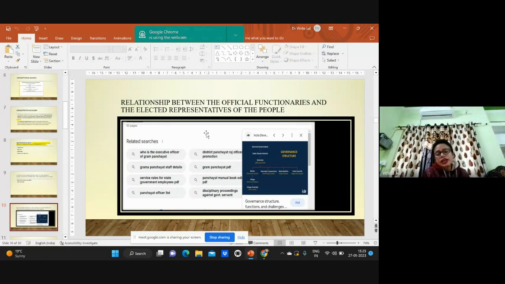Often the political leaders are part of the social elite, that is, they belong to higher caste and higher income groups, and the caste and class bias is reflected in the pattern of selection of beneficiaries for the government. So come to the next slide.